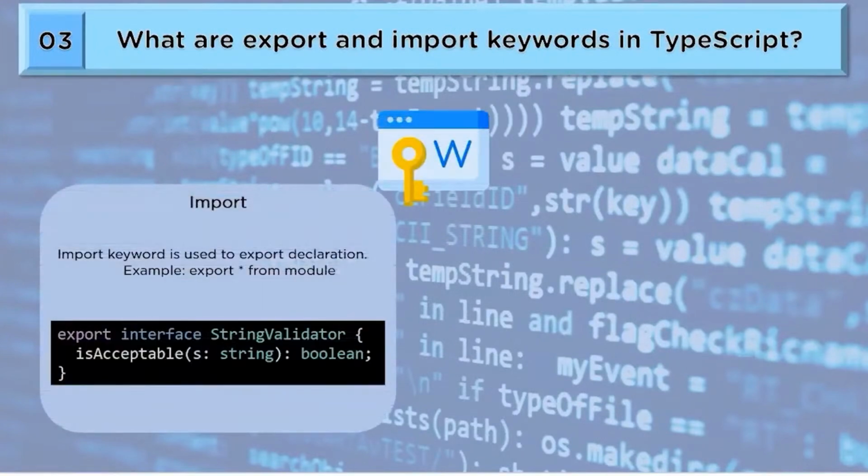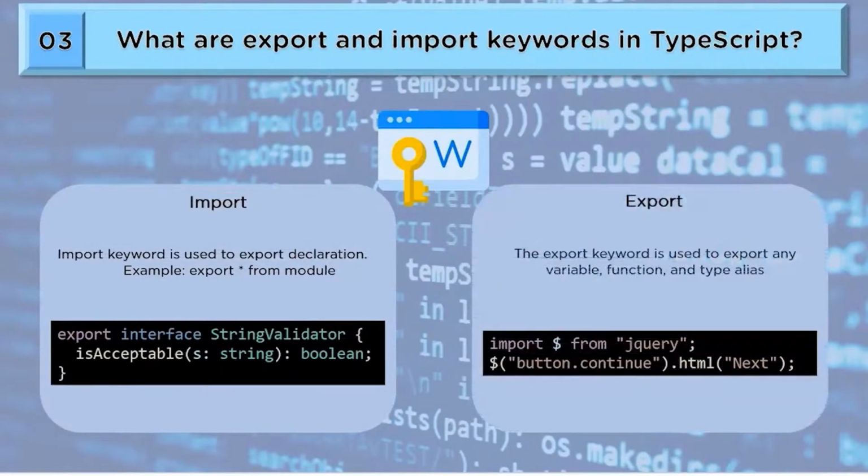The import keyword is used to import declarations, for example, export star from module. And the export keyword is used to export any variable, function, and type aliases. Below is the example for the import keyword and export keyword.